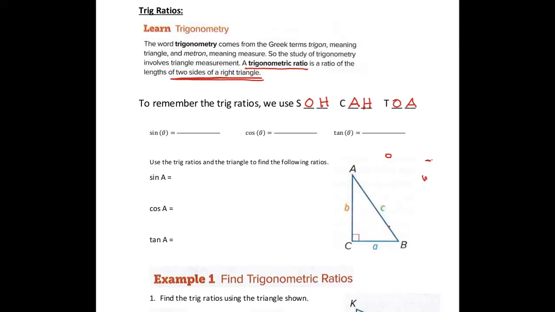So let me write out and tell you what each of these means. O stands for opposite, the opposite side. A stands for adjacent. And H stands for the hypotenuse. SOHCAHTOA.